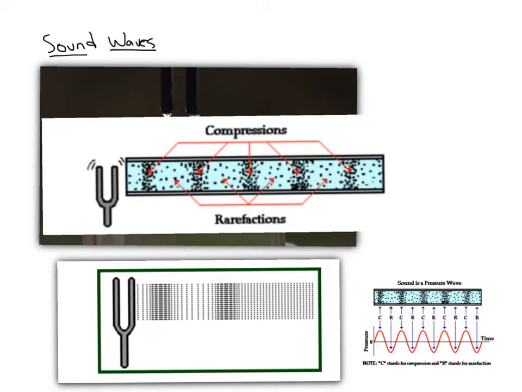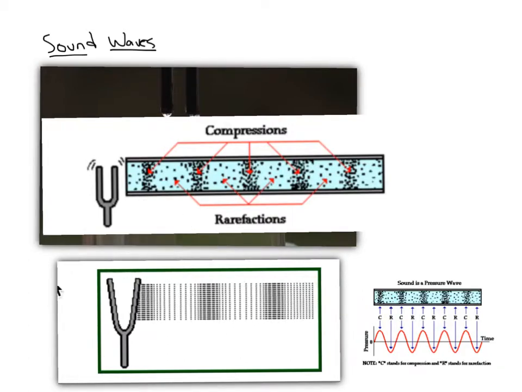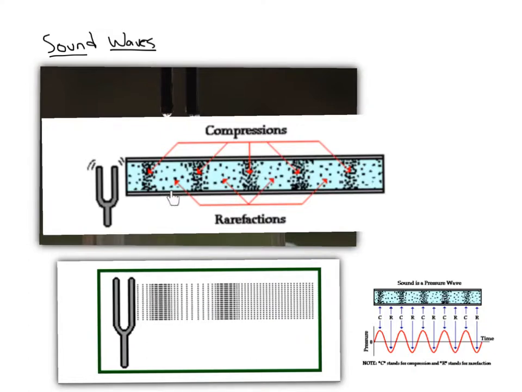The areas where the air gets bunched together, as we watch this again, are areas of high pressure, and they're called compressions. The areas of low pressure, where the air gets spread out, are called rarefactions. So compressions and rarefactions are related to waves that we studied in Unit 11.